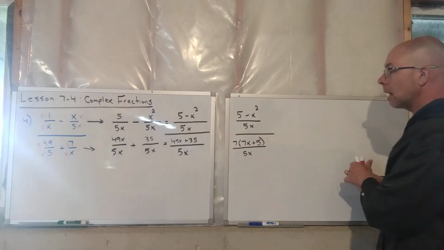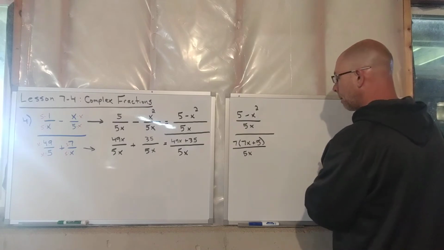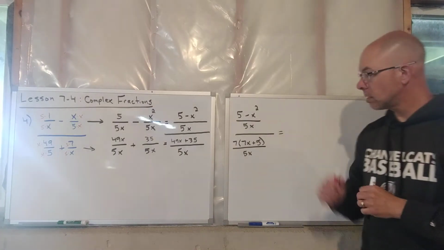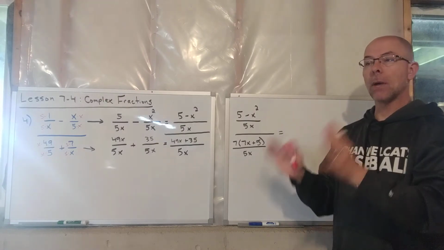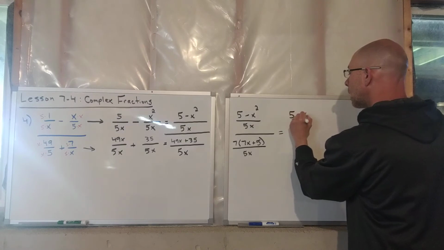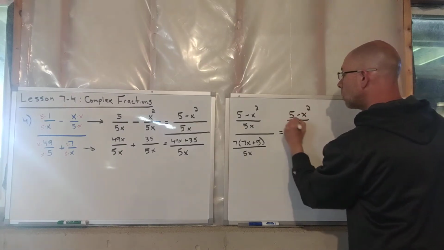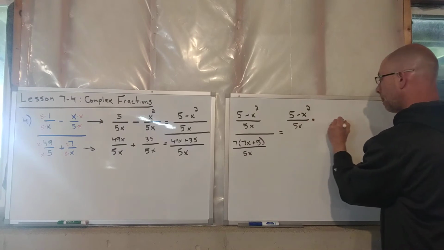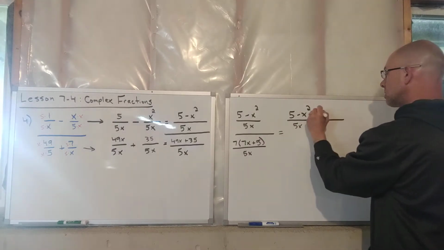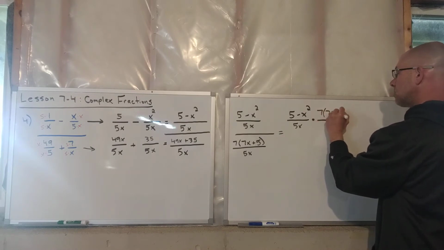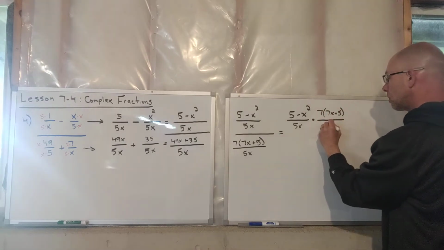Okay. We are ready to do the division. Hence, multiply reciprocal. So, 5 minus x squared over 5x times 7 times the quantity 7x plus 5 all over 5x.